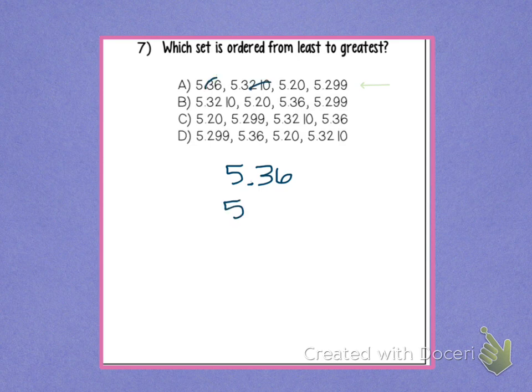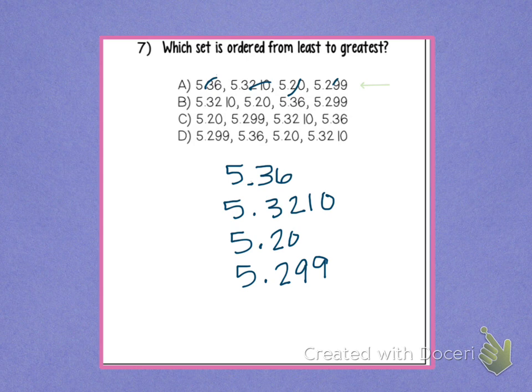Here's the second number, 5.3210, 5.20, and then 5.299. Remember annexing zeros, so we're going to fill in zeros to all of our place values. Okay, so then now, if you haven't finished, push pause and finish, okay?